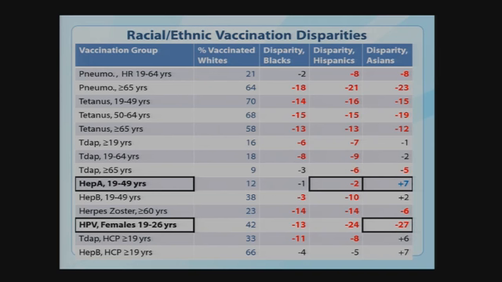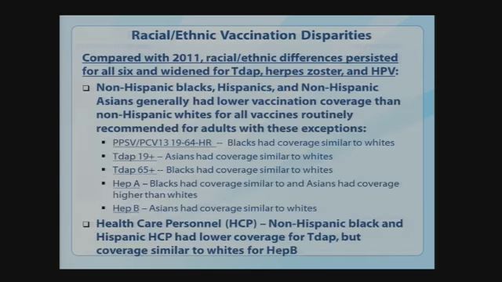And shown in red, we see that there were statistically significant disparities for 31 of the 42 comparisons by vaccine and age target groups. And these disparities range from a -2 percentage points for Hispanics versus whites in Hep A in 19 to 49-year-old adults to a -27% for Asians versus whites for HPV vaccination in 19 to 26-year-old women. There was only one instance with higher coverage than whites, and that was Asians having Hep A coverage 7 percentage points higher than whites for the age group 19 to 49 years.